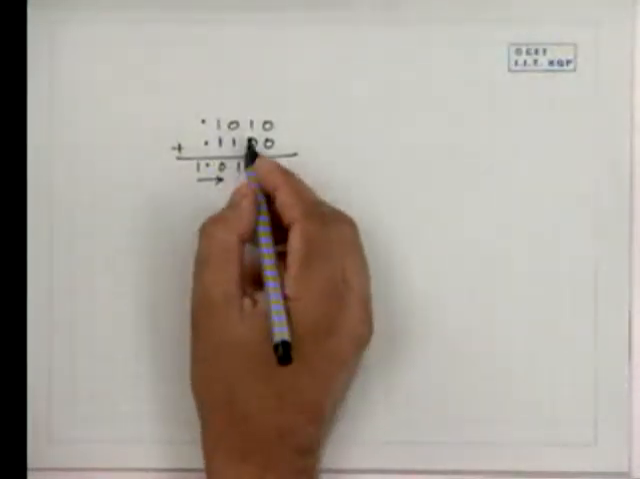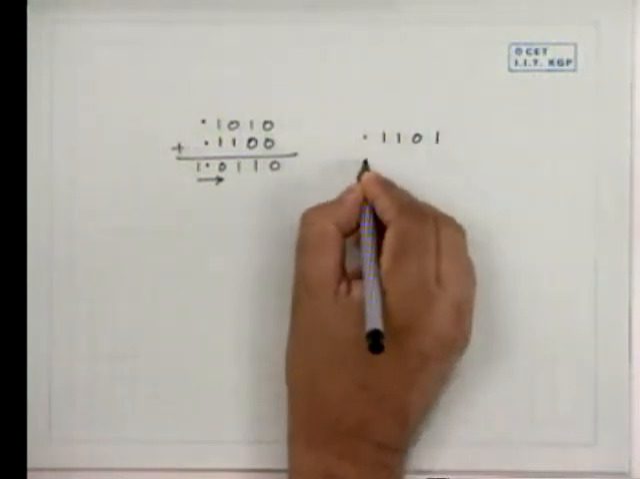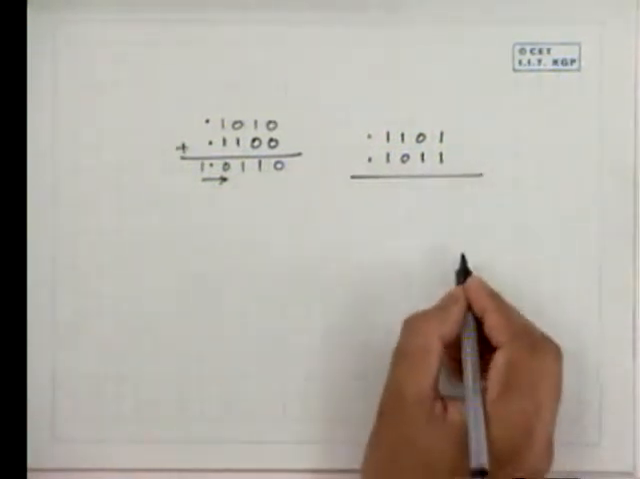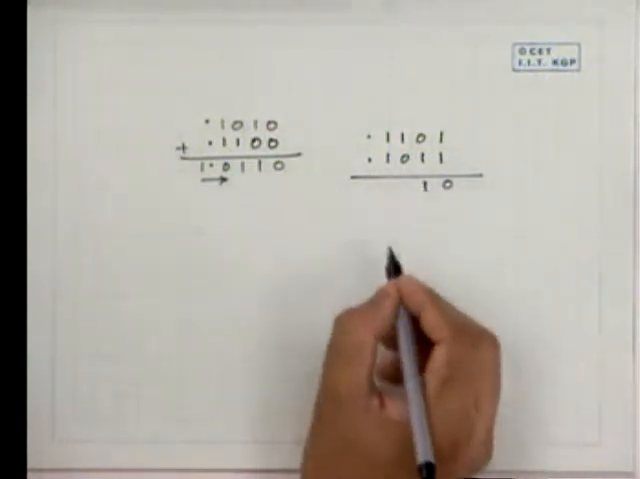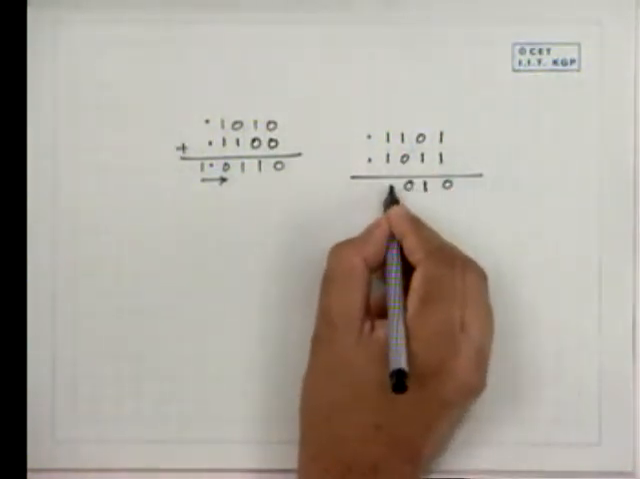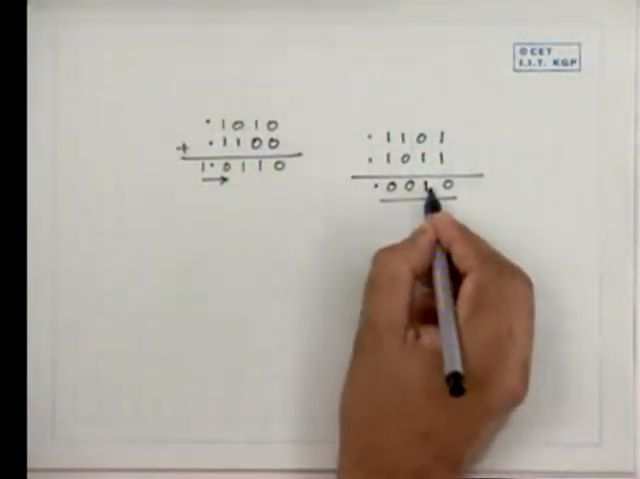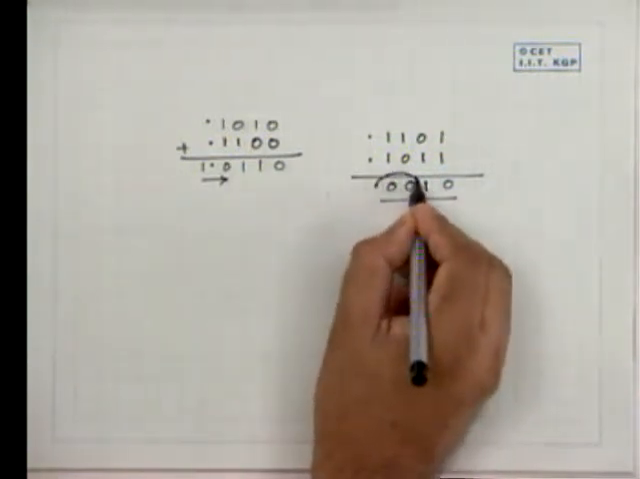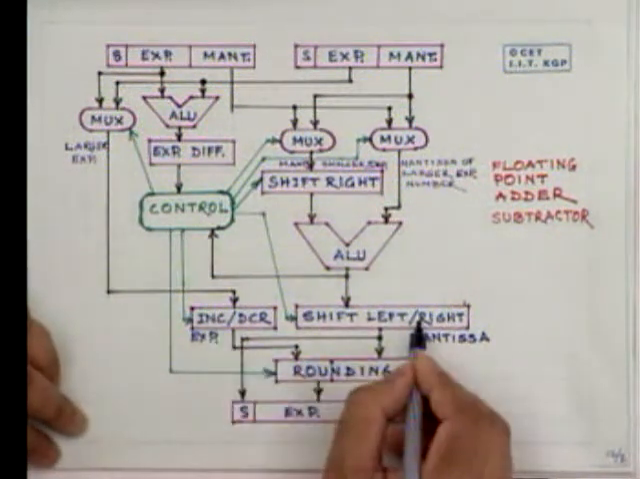Let us take another example, 0.1101 and 0.1011, and we are subtracting. In that case, the result will be 0, 1, 0 and 0, and we get a 0 over to here. Naturally, the entire mantissa has to be shifted left to normalize it so that the binary point comes over to here. That is why normalization is done.